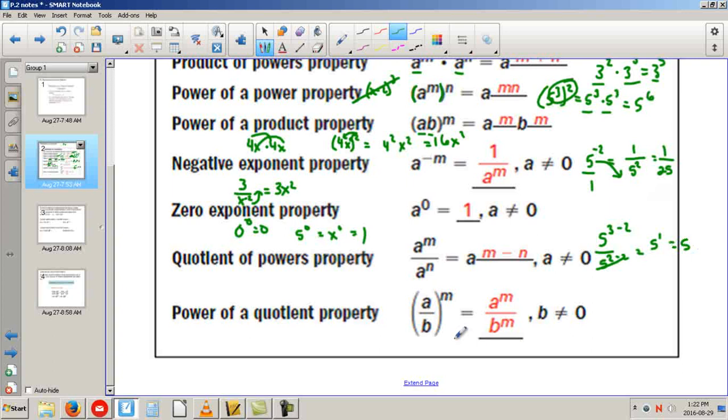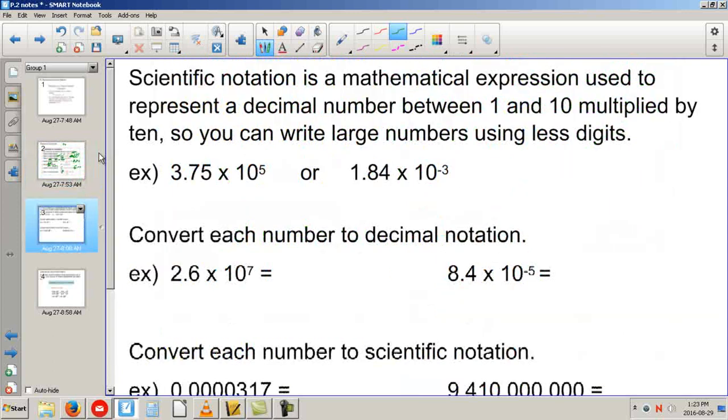And then down here, we have the power of a quotient property. It's the same thing as this property here that says I can distribute the exponent through a multiplication problem. It says I can distribute the exponent through a division problem. Okay, and so those are our properties that we're going to work with. Most of your homework's going to be working with those properties and how they affect numbers.